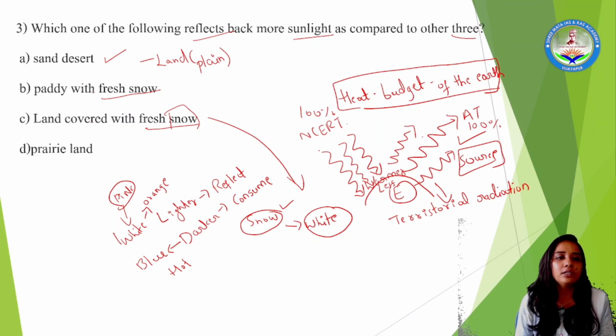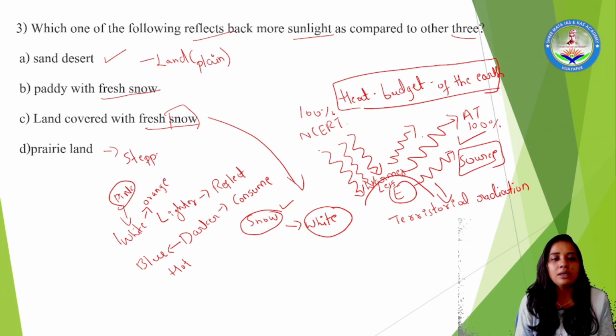And here the sandy deserts, after that they had asked for paddy with fresh snow. C option, land covered with fresh snow. Next, D option, they had given a prairie land. What is this prairie land? These are nothing but steppes land.